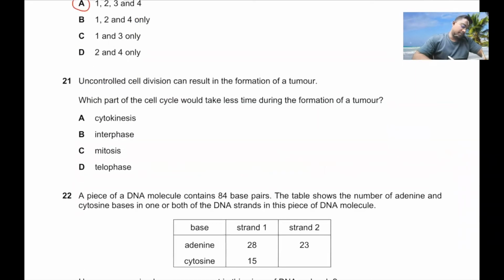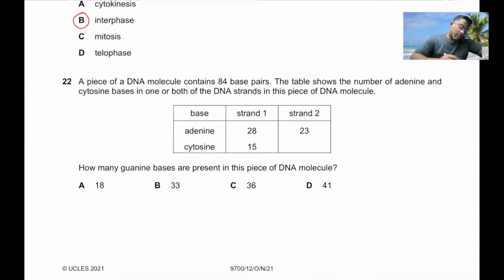Question number 21. Uncontrolled cell division can result in the formation of a tumor. What part of the cell cycle would take less time during the formation of a tumor? In tumor formation, interphase is the phase that takes the shortest amount of time. So 21B.